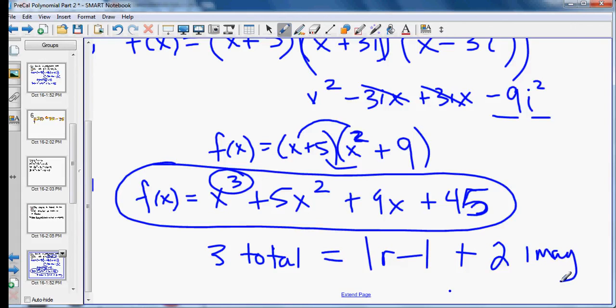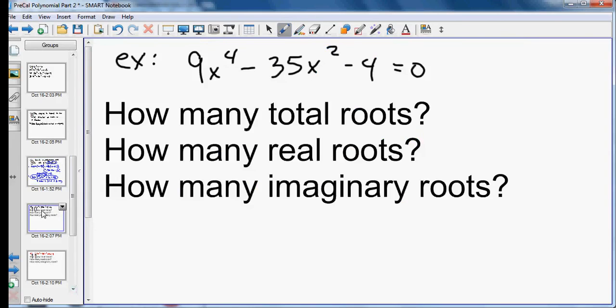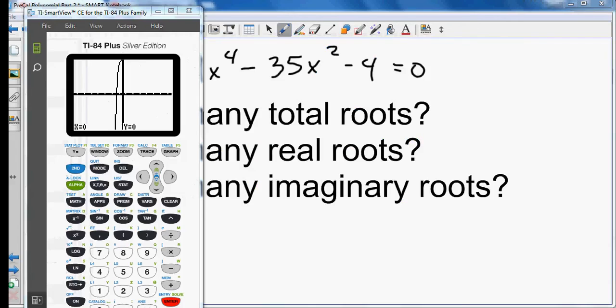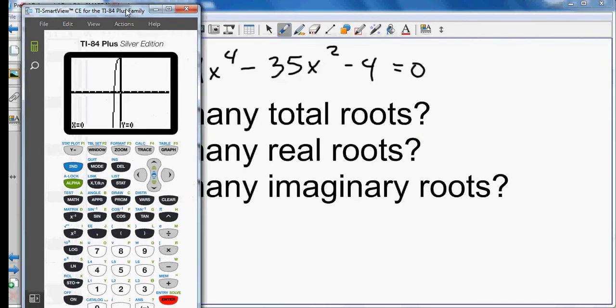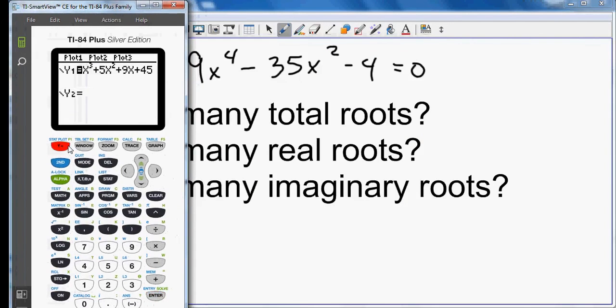So let's look at some more examples. Here we go. 9x to the 4th minus 35x squared minus 4. So we want to look at this. I'm going to go back to normal zoom, and we want to see how many roots this has. How many real roots? Okay, actually let me answer the questions in the order they are here. Getting ahead of myself. We have this equation.